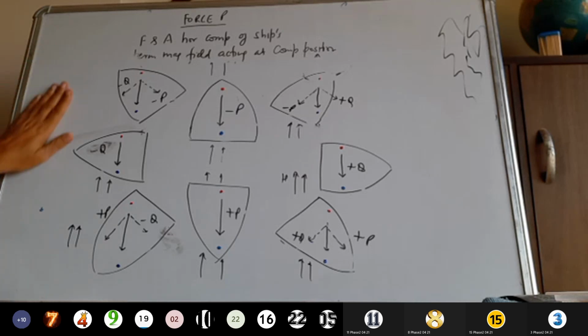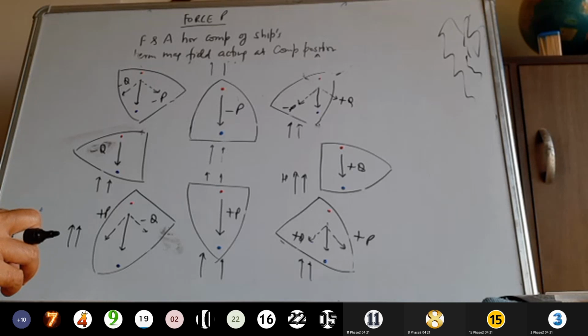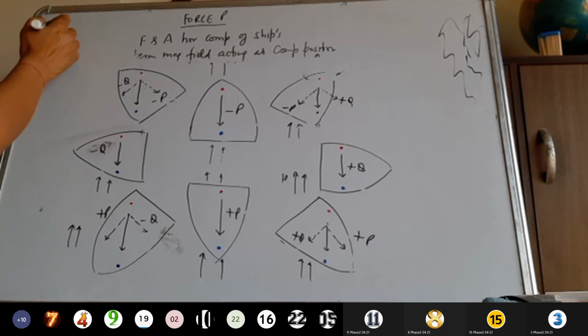Next thing we are going to see is that, having decided whether the vessel will have plus P or minus P or plus Q minus Q, now we'll see what factors will affect how much the force P value or force Q value will be. So, the factors affecting the magnitude or strength of force P and Q. Now we are listing the factors which are affecting the amount of force P and amount of force Q the vessel is going to have.